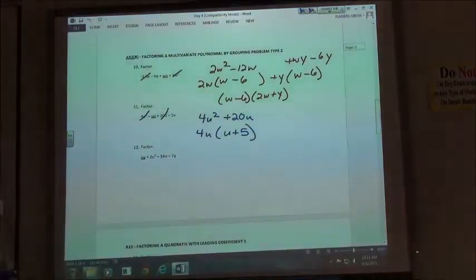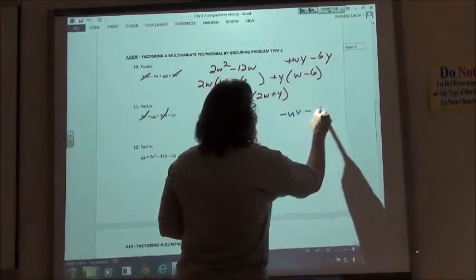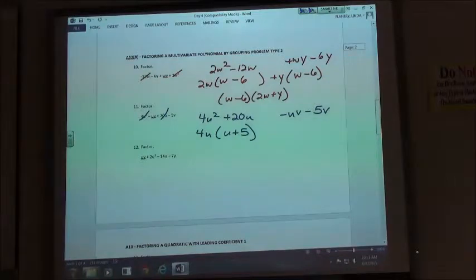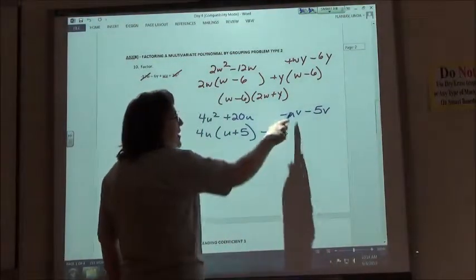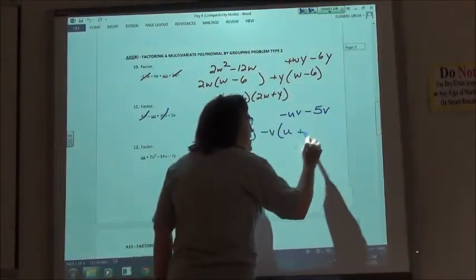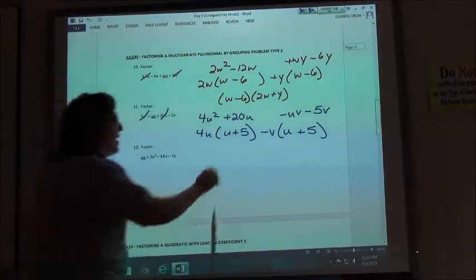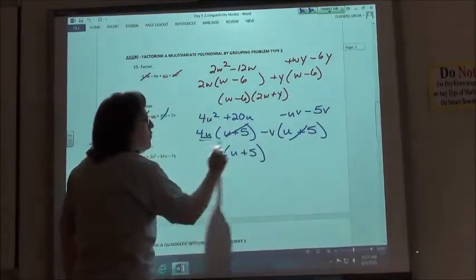So looking at my other two terms, I want the one with the u first. So minus uv and the minus 5v. In order to end up with u plus 5, I would need to divide out a negative v, because I want my signs to change, so I need to take that negative out. Negative divided by a negative gives me a positive u. Negative divided by a negative gives me a positive 5, so that those two things match up. And so my common factor, u plus 5, my other factor, the 4u minus v.